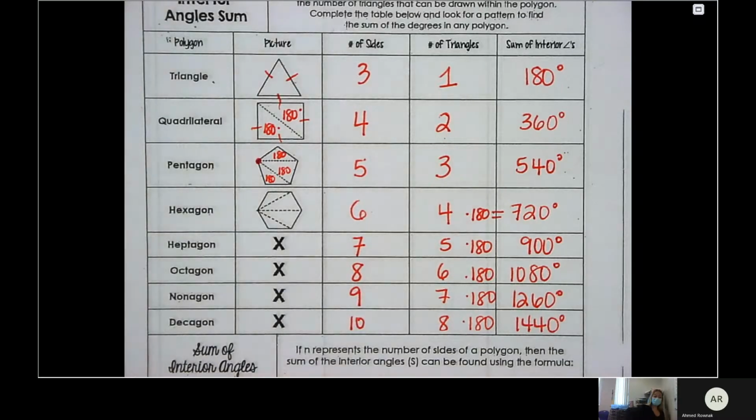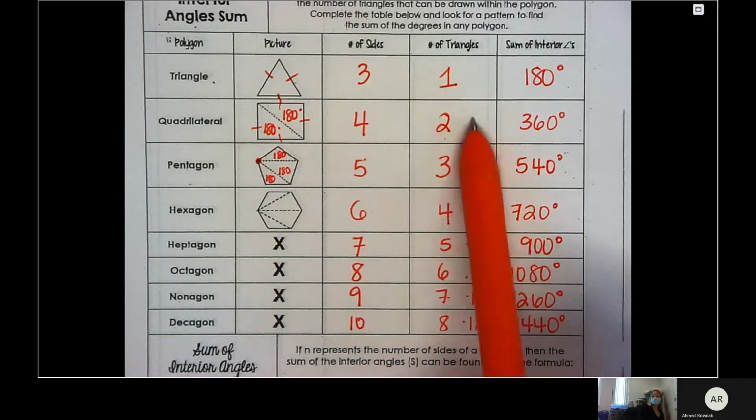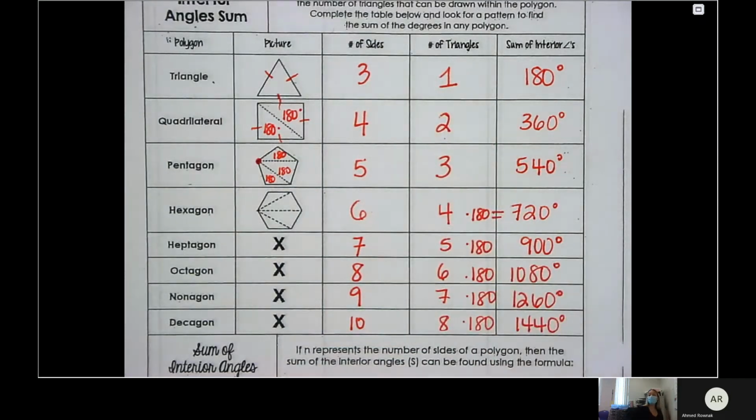Okay, so all of these from each one are going up by 1, right? 3 to 4, 1 to 2. Each one's going up 1. I agree. Good. What else do you notice?